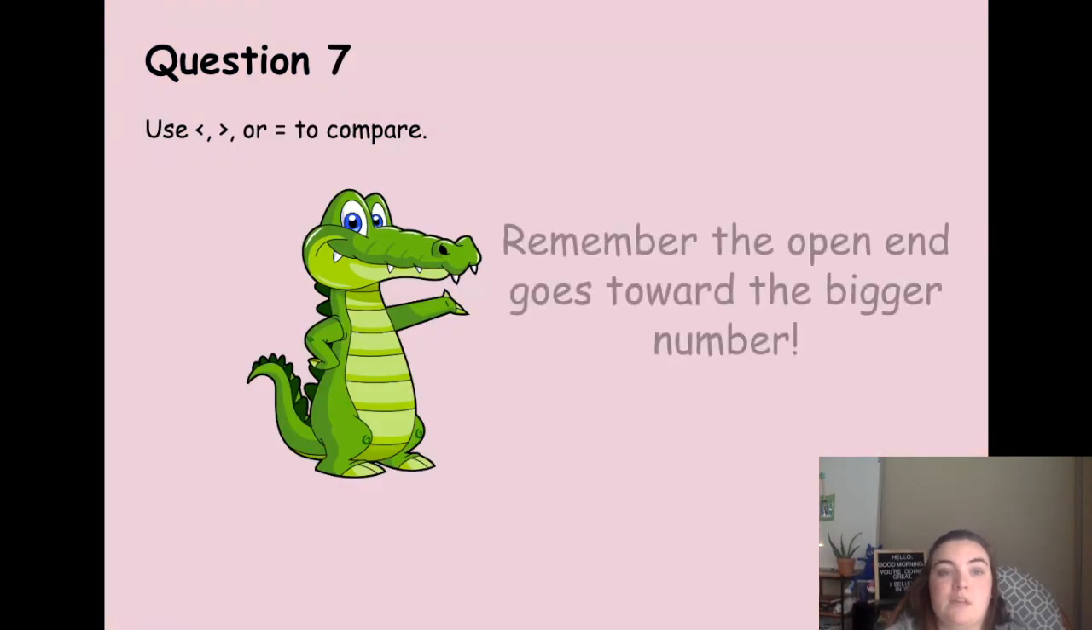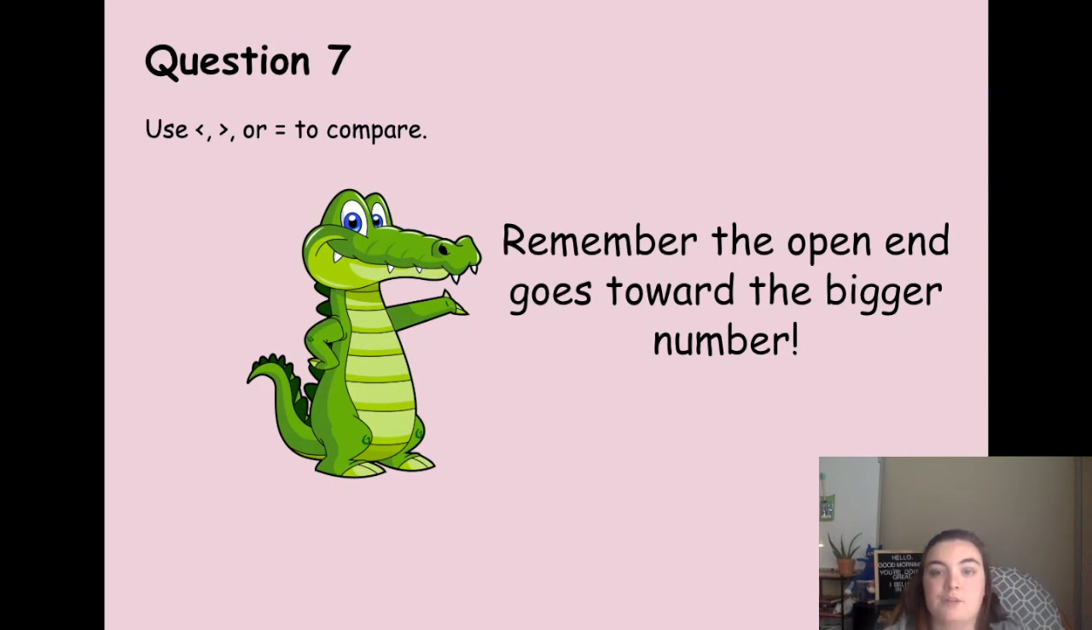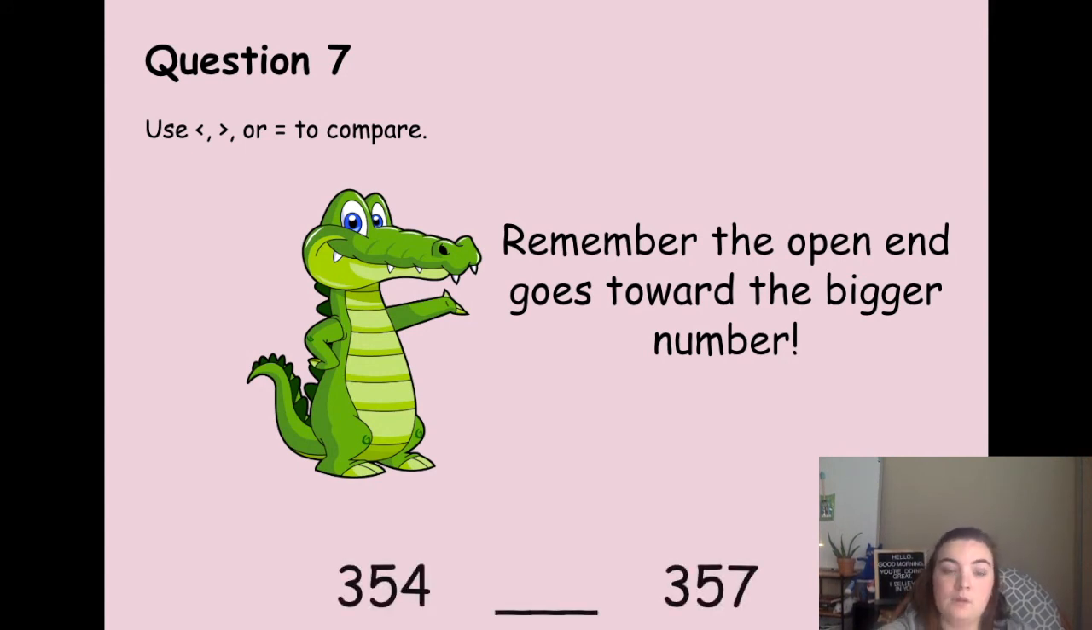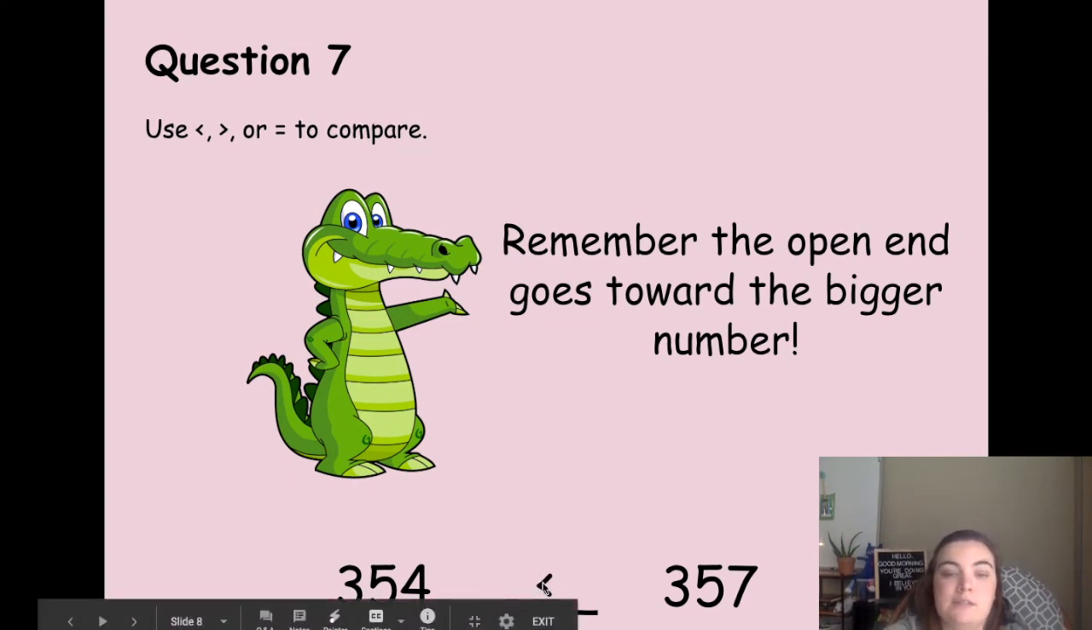Now we need to use less than, greater than, or equal to compare. We have to make sure that the open side of our sign goes towards the bigger number. We've been doing this for a really long time. 354 and 357 are my numbers. So if I write it out as 354 is less than 357, I would be correct. The open side of my sign is towards the bigger number.